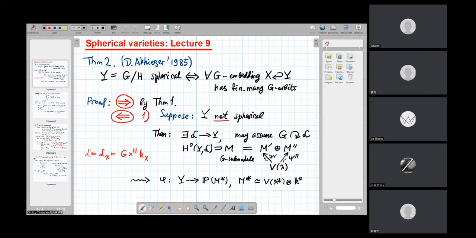So yes, if you take an arbitrary line bundle on Y, then what you can guarantee is that you can lift the action of G on Y to the action of G prime on L. For example, if G is simply connected, then you can lift the action of G itself. But even if G is not simply connected, you can replace L by its tensor power and get the action of G itself lifted to L. Okay?